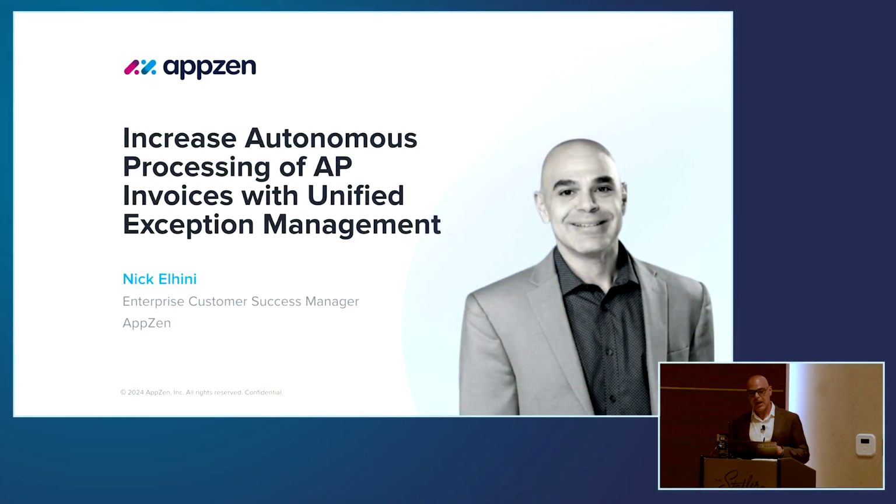So yeah, the subject is increased autonomous processing of AP invoices with unified exception management. But what does that mean, right? What does that really mean? We're going to focus on the DIY workflows that Kunal talked about earlier. We're going to talk about the different Mastermind apps that you can use to help increase autonomous processing by managing exceptions. We're going to give you some real live examples, some practical examples that you can use to see how our AI is working for you.